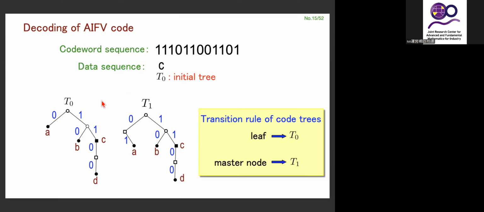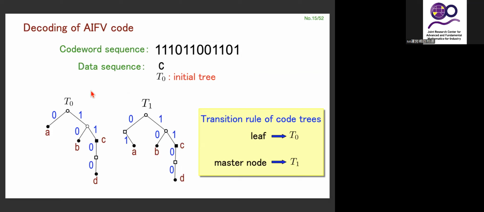Next, we consider the decoding. We use T0 as the initial tree in the same way as encoding. We trace the code sequence as long as possible in the current code tree. In this case, we trace 1110 in T0. There is a path 11, but there is no path 111.